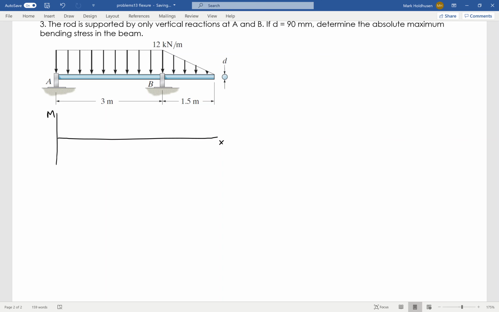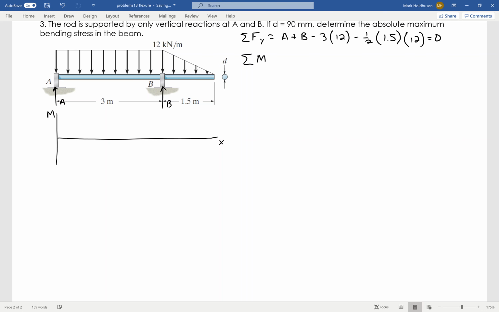The first thing I need to do in order to find that bending moment diagram is to determine my loadings at A and B. So I've got A over here and B over here. To sum the forces in the y direction, I have A plus B, and then these two distributed loads acting straight downward. The rectangular one is 3 times 12, and the triangular one is 1/2 times 1.5 times 12, equals 0.